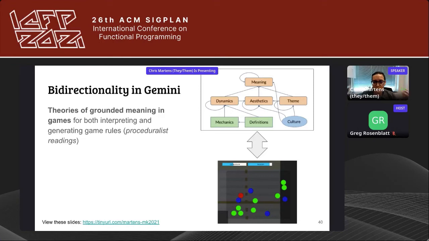And the idea is that once we encode the theory, we can use it as a tool for analysis, where we can hard code some rules for a game and then ask it to generate theories or interpretations of that game in terms of its potential meaning. Or we can give it a set of target meanings, a set of target aesthetics or themes that we want to come out through gameplay, and then ask it to generate game mechanics that match those target meanings.